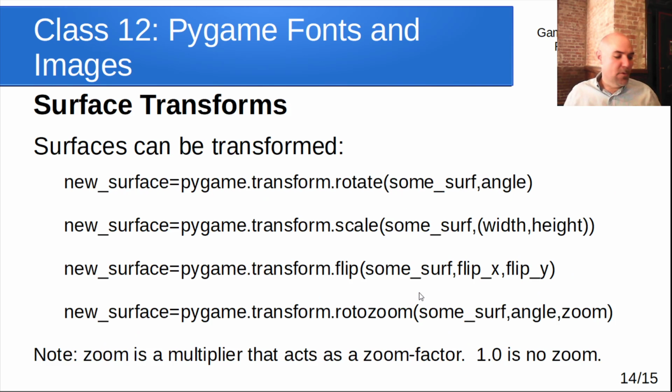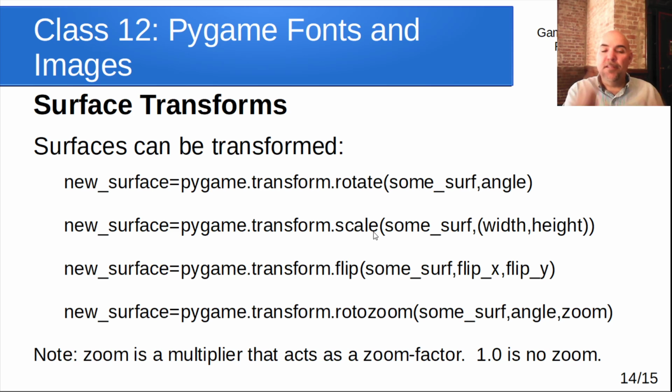Now there's one other category of things we can do with surfaces that we're going to look at today, and that is that surfaces can be transformed. Here's a surface, some surface that already exists. We can transform it by rotating it. Rotating a surface means taking this rectangular block of pixels and rotating it, which creates a new rectangular block that might not be the same size as the original. It's not going to change this one. It's going to produce one as if it were rotated by this angle, and that angle is in degrees. And that's going to produce that new surface.